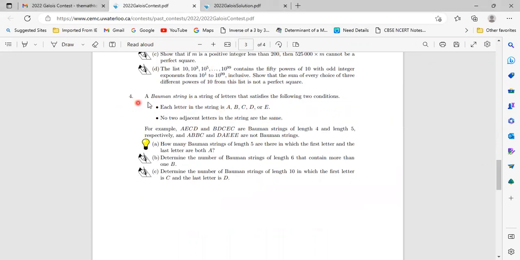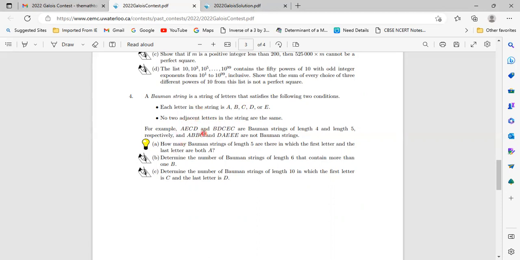So question number 4: a Bowman string is a string of letters that satisfies the following two conditions. Each letter in the string is A, B, C, D, or E. No two adjacent letters in the string are the same. So these two conditions make the Bowman string.